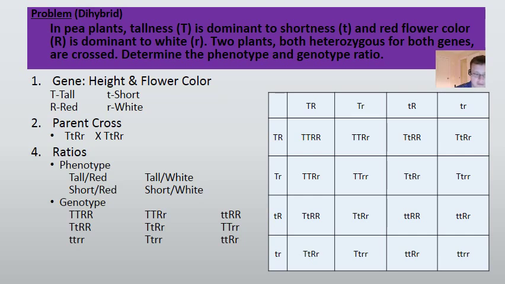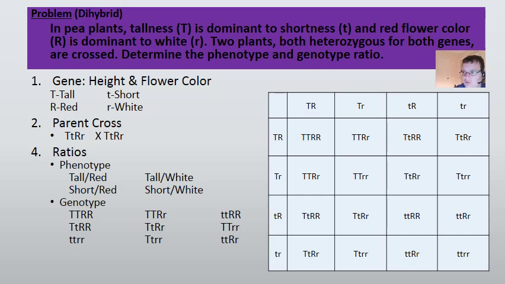So since it's out of 16 boxes, right? So tall and red is going to be out of 16 boxes. Okay. All right. So we just need to count it up. So 1, 2, 3, 4, 5, 6, 7, 8, 9. So that would be 9/16. Alright, pen's not wanting to work for some reason. There we go. So 9/16 for tall and red.